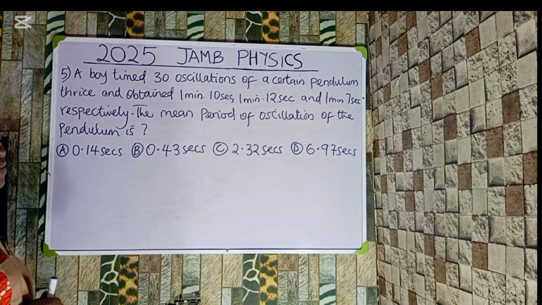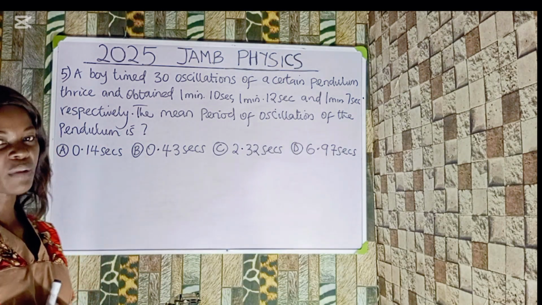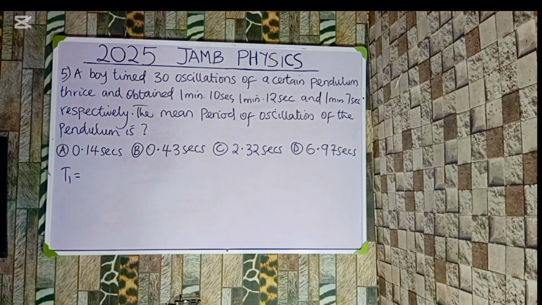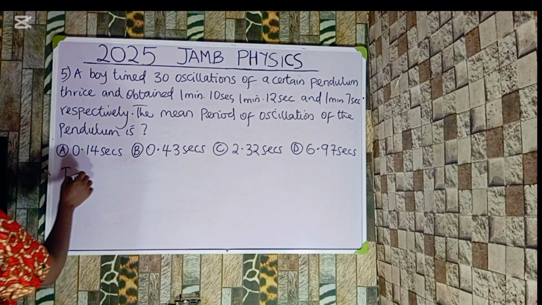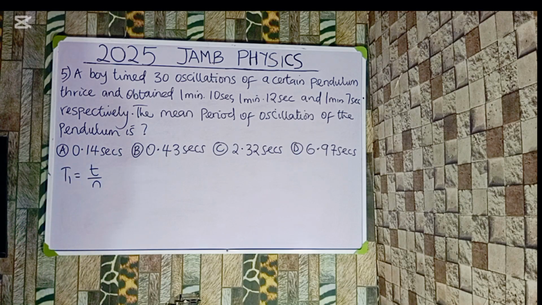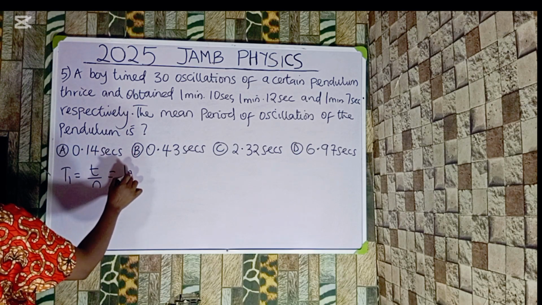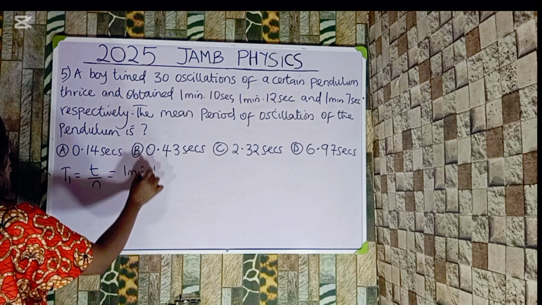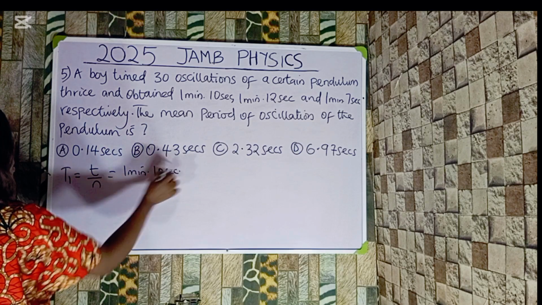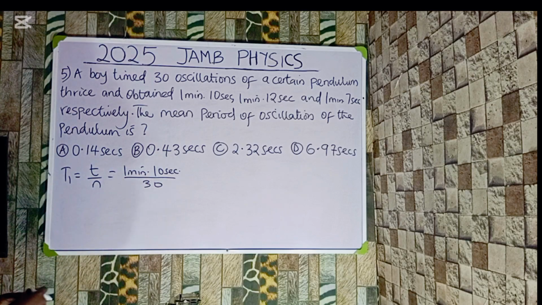Now, for us to solve this question, you must get the period for each of the pendulum, right? We have T1 is equal to the time of a number of complete oscillations, that is the formula for period. Then the first time is given as 1 minute 10 seconds, divided by 30. Now let's work it out.